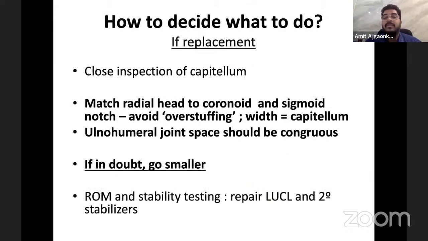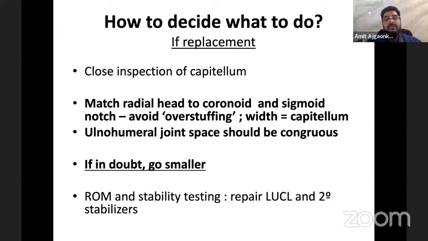How to decide what to do if replacement? Now, whenever you have a terrible triad and you know that it's a terrible triad, you can never do a radial head excision. You have to either repair your radial head after fixing the medial side, or replace the radial head. So how do you do a replacement?